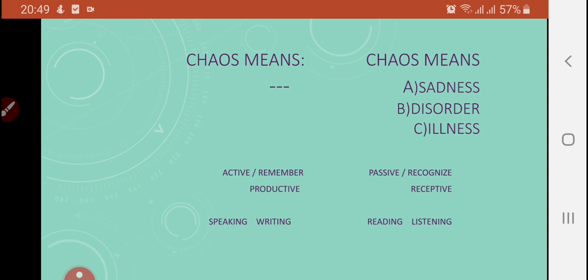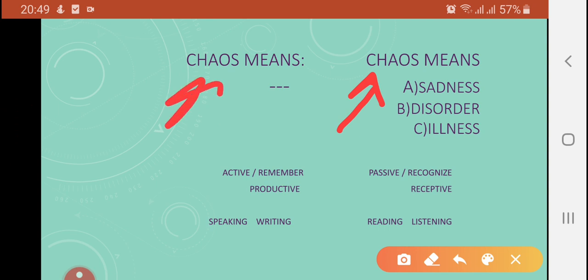If you're like most students, you'll probably say that this one was easier because you have a choice of something. And here, you actually have to think of the answer. Well, let me explain why that is the case. Here, you are asked to remember the answer. When you are trying to remember a word, you are using your active vocabulary.